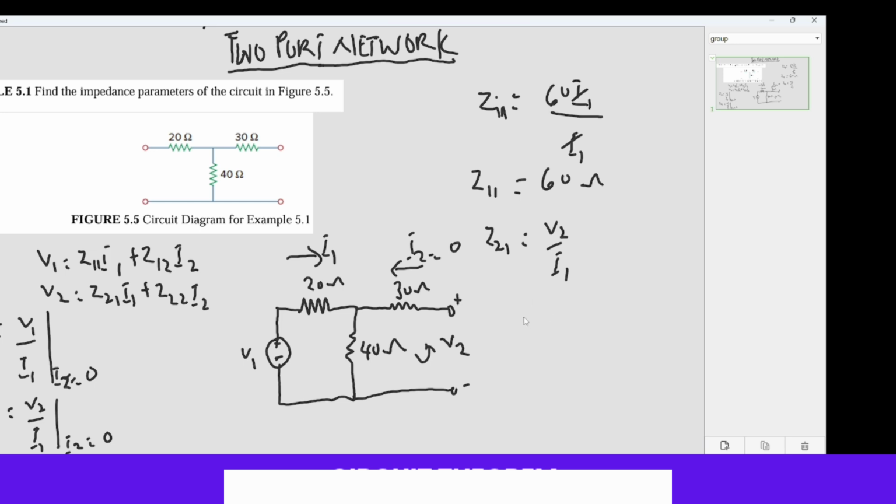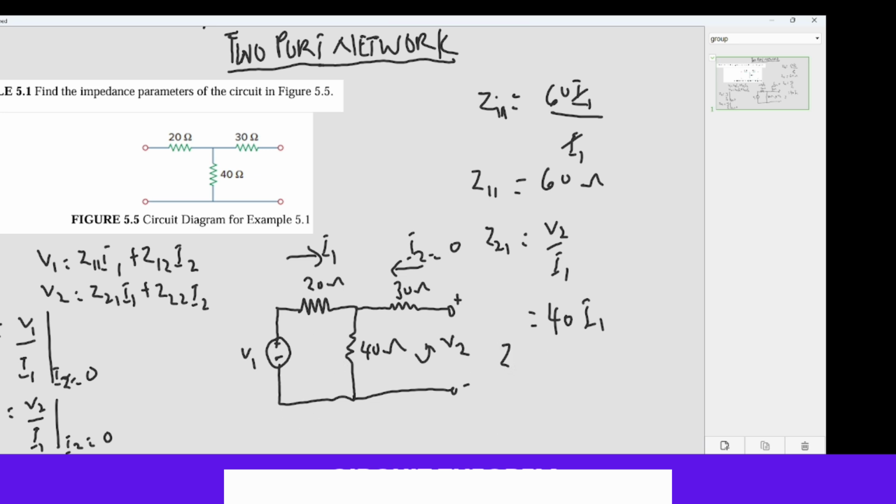So I can say that my V2 is equal to the voltage across the 40 ohm. What's the voltage across 40 ohm? It is 40 ohm times I1. Why is it 40 ohms times I1? Here is a series connection. Due to the I2 being 0 here, it will create a series connection here. And this is a series, the same current flows through all the components there.